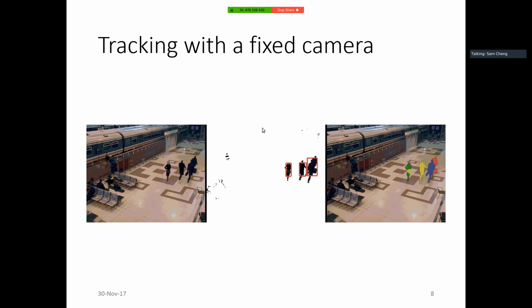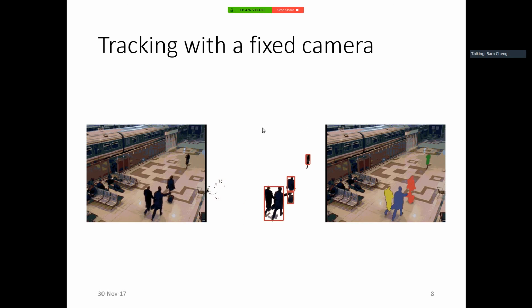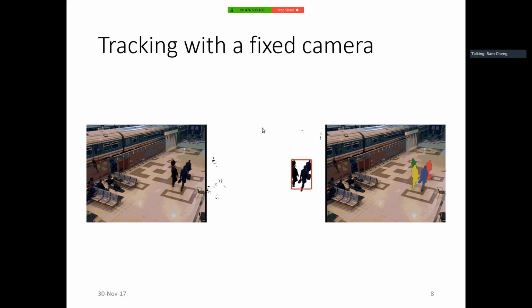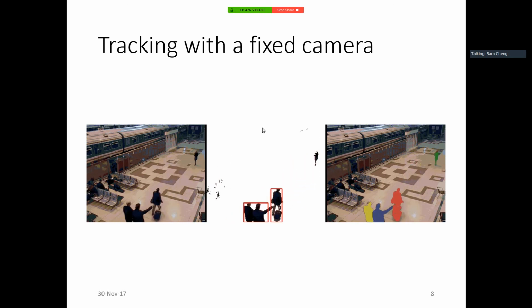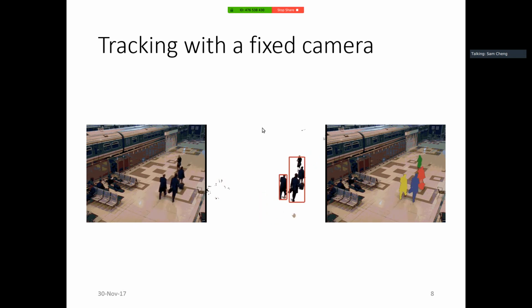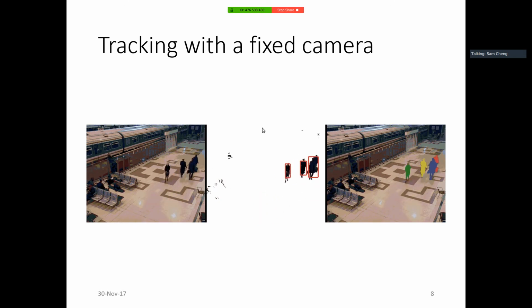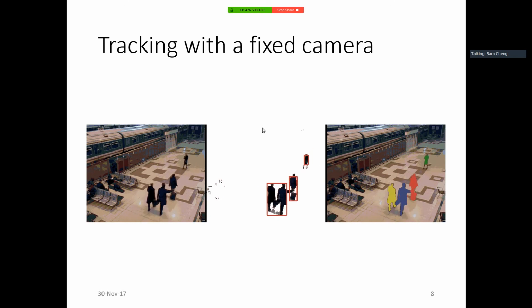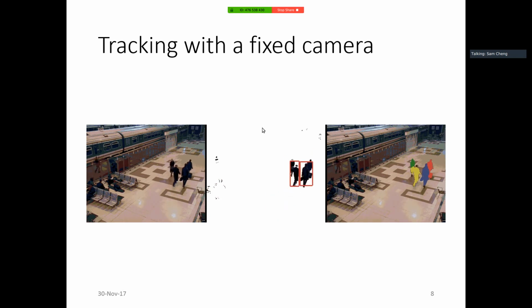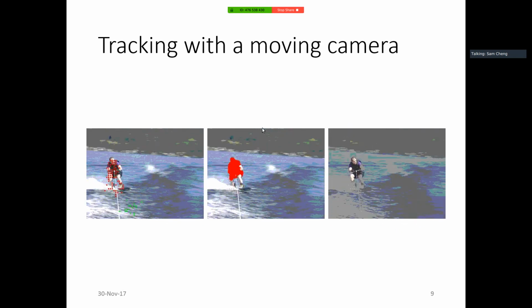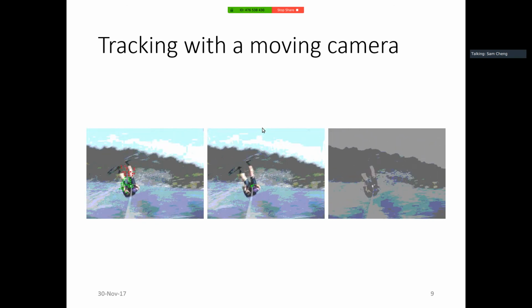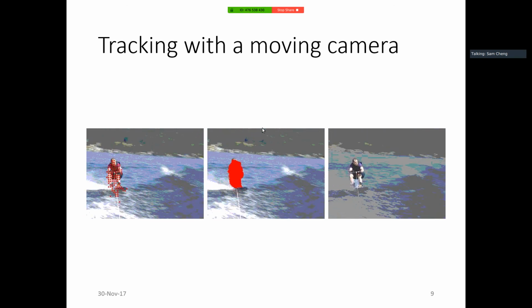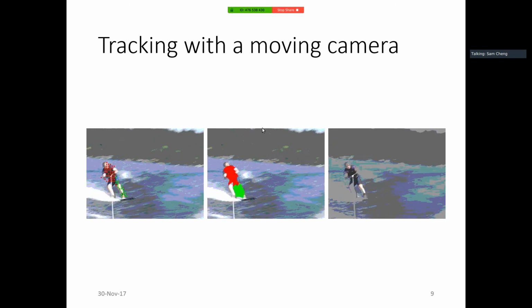So this is actually several examples, all showing that we are tracking with a steady camera. When the camera is just steady there, the problem is quite a bit easier. You can also have a scene where the camera is moving itself, and tracking is quite a bit more difficult.